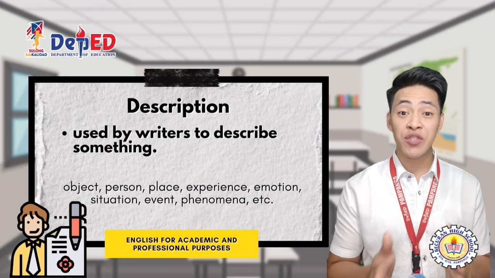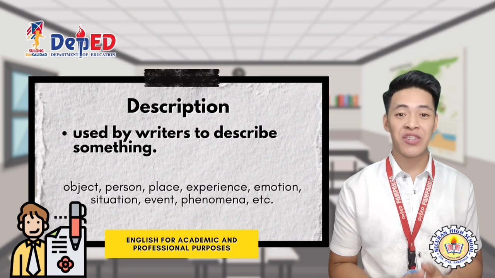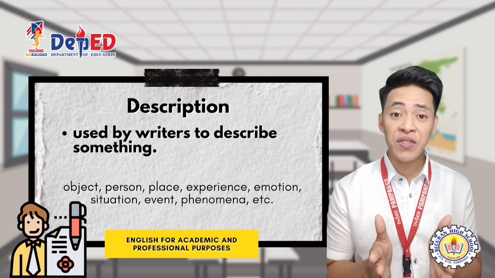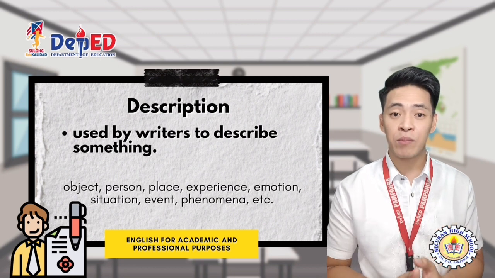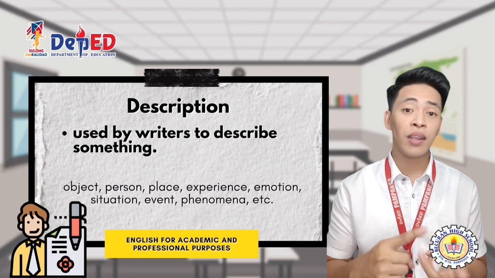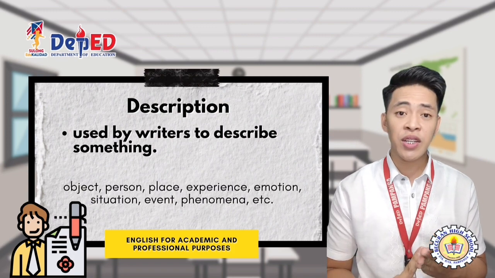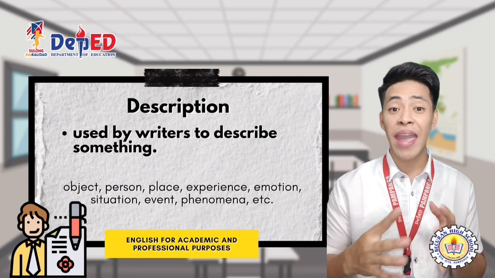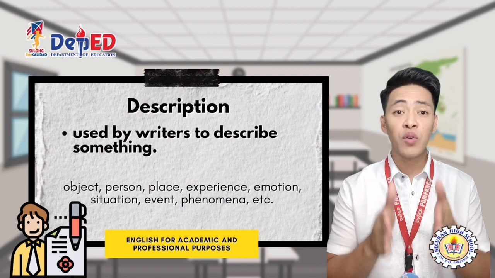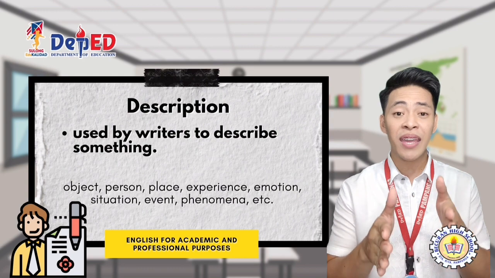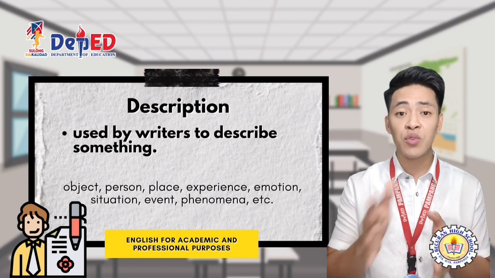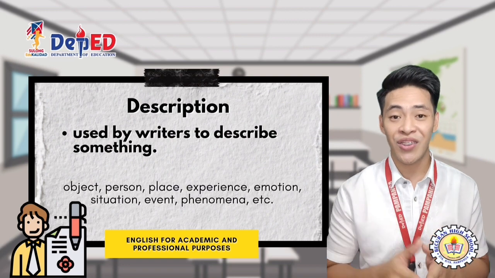Let's move forward to description as a type of text structure. So for your information, class, writers commonly use this to describe something. This may be an object, a person, a place, a situation, an experience, an emotion, or anything. Because basically, when you write a descriptive text, you are going to narrate how something happened or how something looked, following a structure that is in logical order.